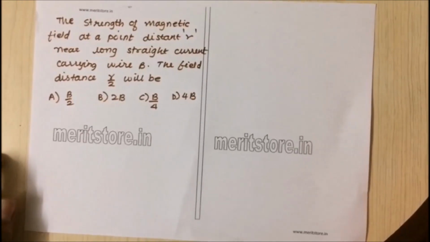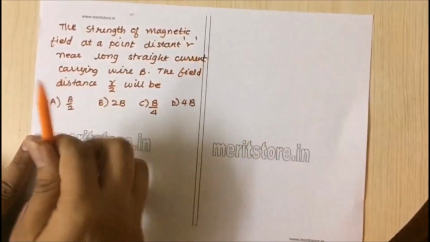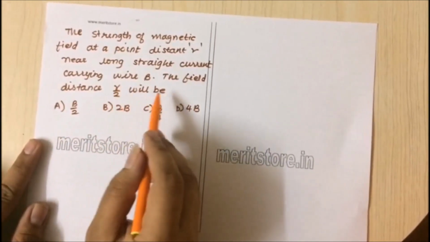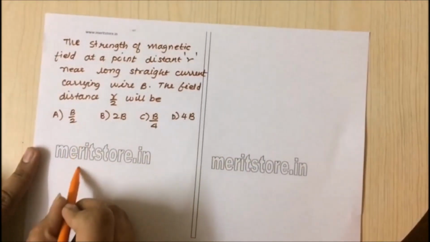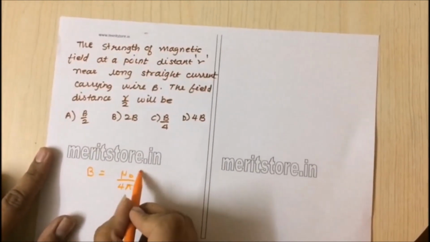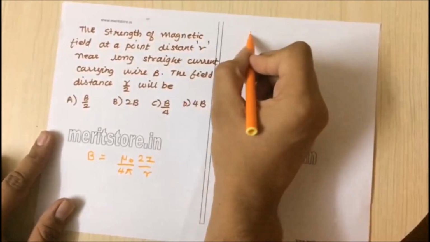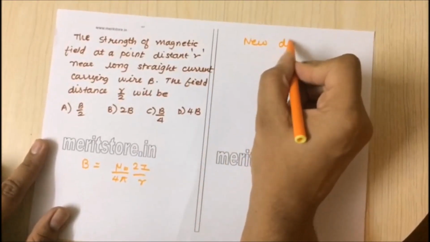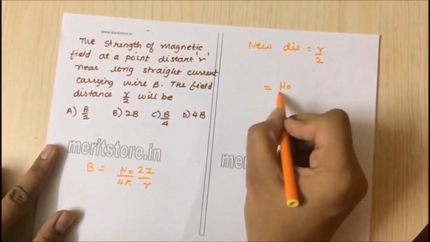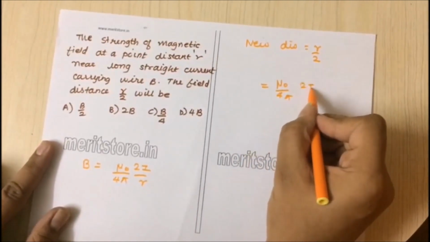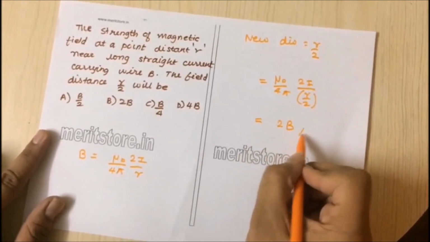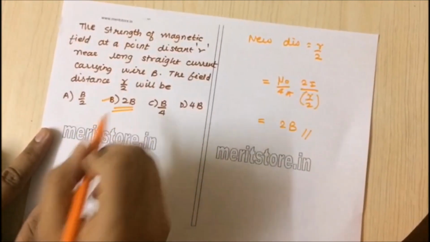The strength of magnetic field at a point at distance R near a long straight current carrying wire is B. The field at distance R by 2 will be. So we know magnetic induction B is equal to mu 0 upon 4 pi into 2I upon R. The new distance is R by 2. So the new magnetic field will be mu 0 upon 4 pi into 2I upon R by 2, which is equal to 2B. So option B, 2B is the correct answer.